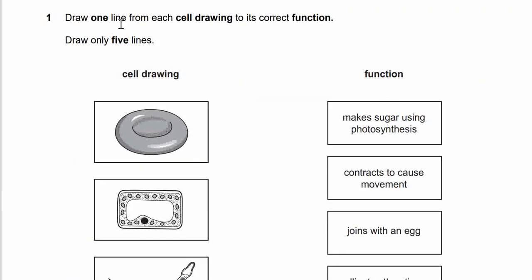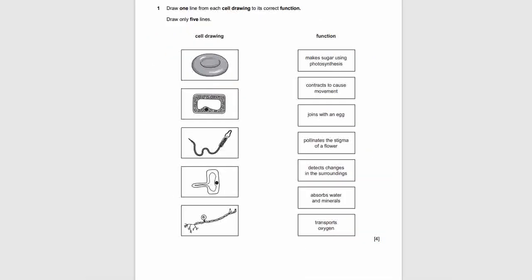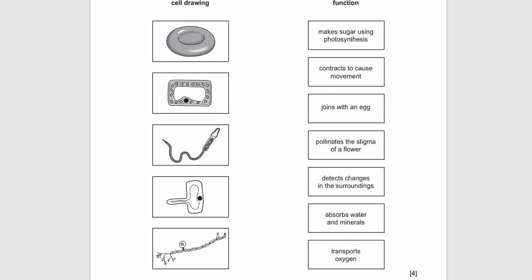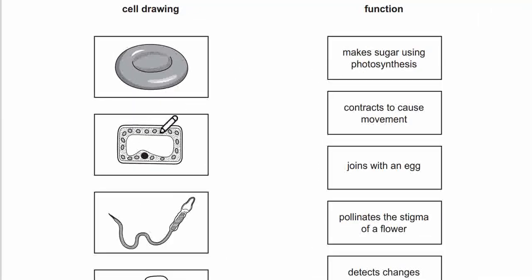Question 1. Draw one line from each cell drawing to its correct function. Draw only 5 lines. Let's zoom out. The first one is the picture of red blood cells, as we know from its shape. Number 2 is the picture of plant cells, as this is rectangular and has lots of chlorophyll and a large vacuole. A large vacuole is a characteristic of plant cells.